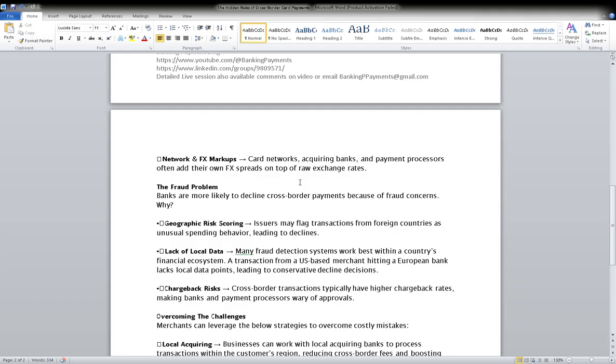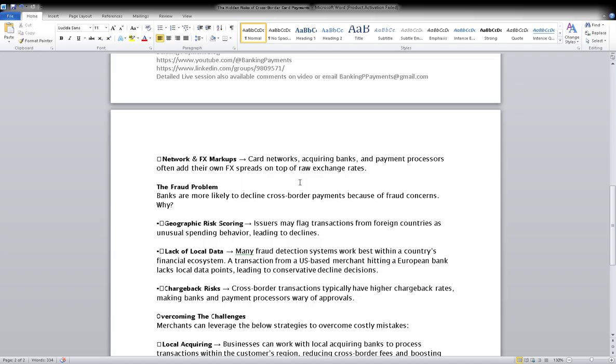So first is geographical risk scoring. Geographical risk is what we are trying to understand here. The issuer may flag transactions from foreign countries as unusual spending behavior, leading to a decline. If the spending behavior is unusual, then definitely they will apply more charges.